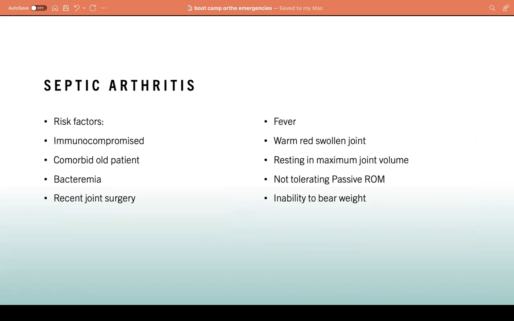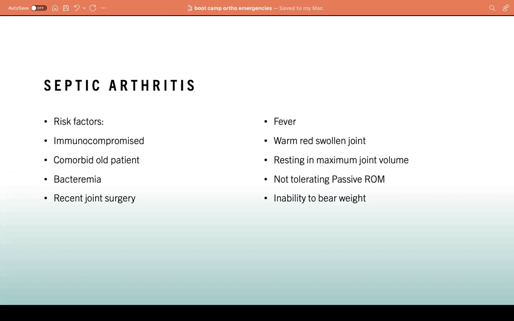Septic arthritis, those are usually patients who have a high risk, any immunocompromised or comorbid patients, any patient with bacteremia or recent joint surgery. What is the patient usually going to complain of? Fever, warm, red, swollen joints. The joint is resting in maximum joint volume.